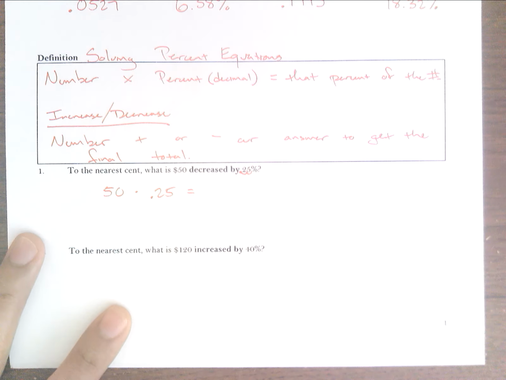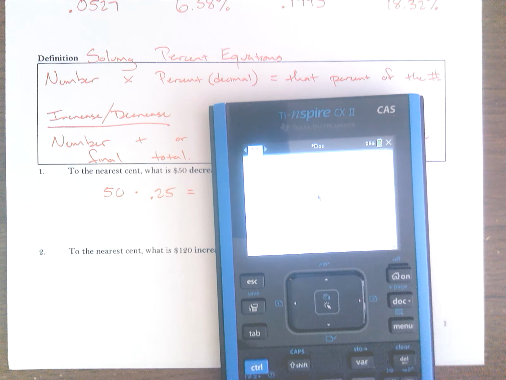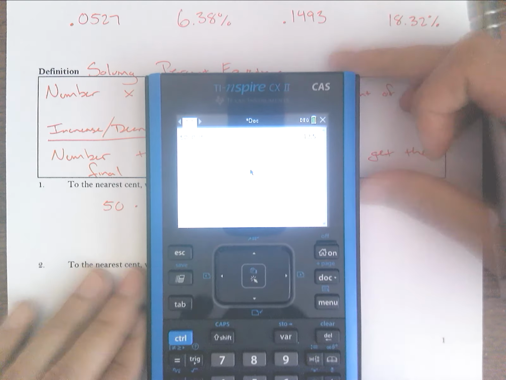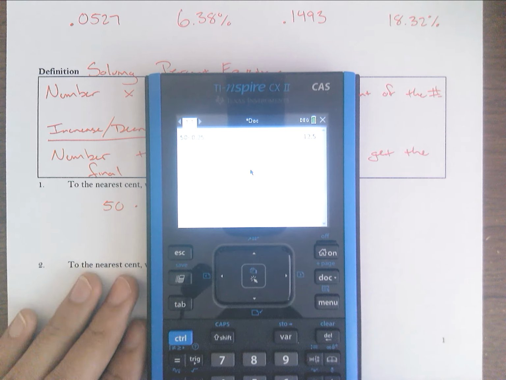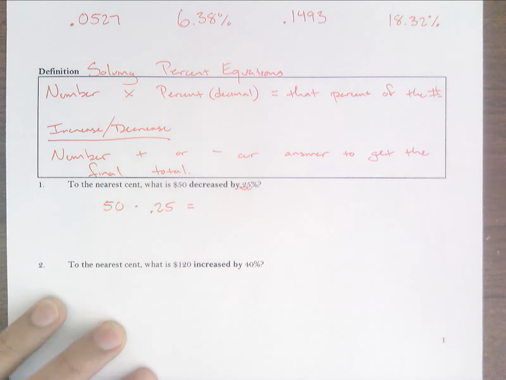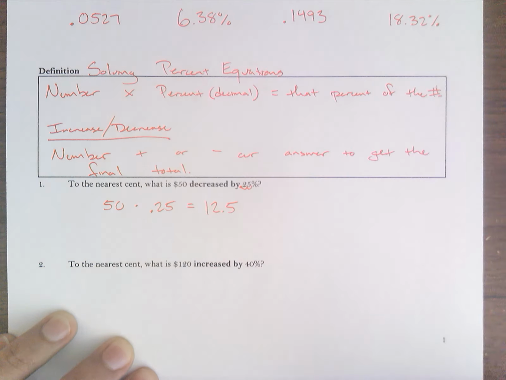So if you've got your calculator, you can pull that out. So here's the Inspire. Let's do 50 times 0.25. Hit enter. And can you see that okay? It is 12.5. So this is 12.5. Okay.